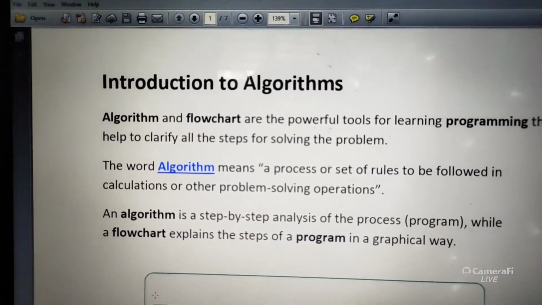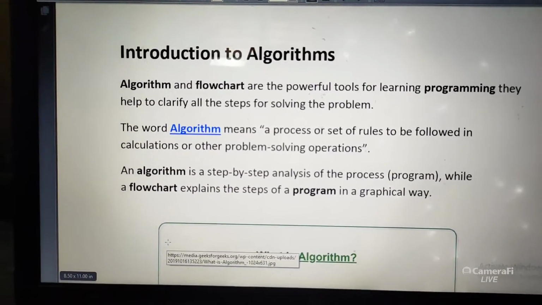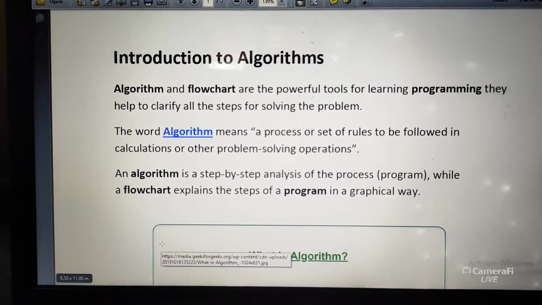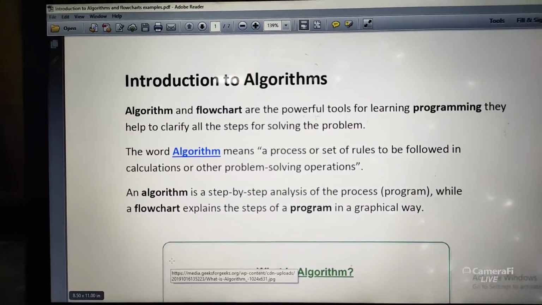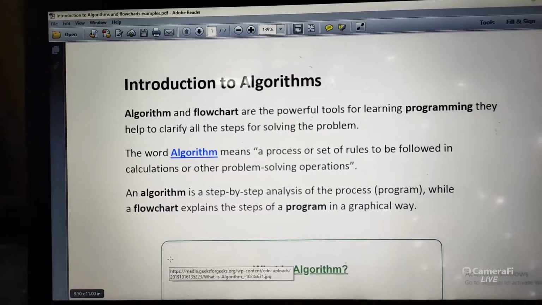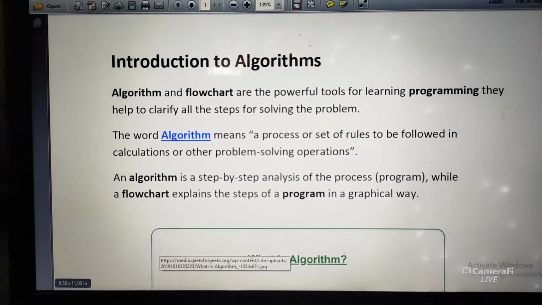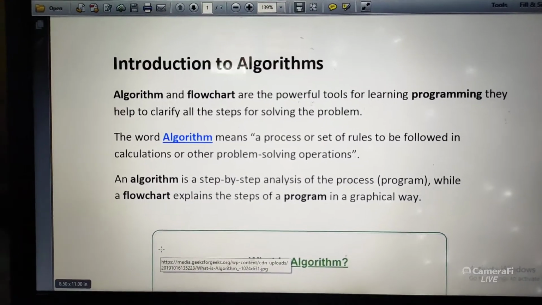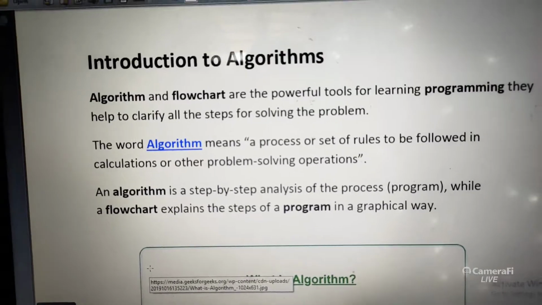Whatever program you are writing, say you want to find simple interest. Principal amount, time period and rate of interest will be given as input: 10,000 rupees for 2 months at the rate of 2%. PTR by 100 is the formula, so we get the simple interest. Before writing the program, we should analyze the problem.